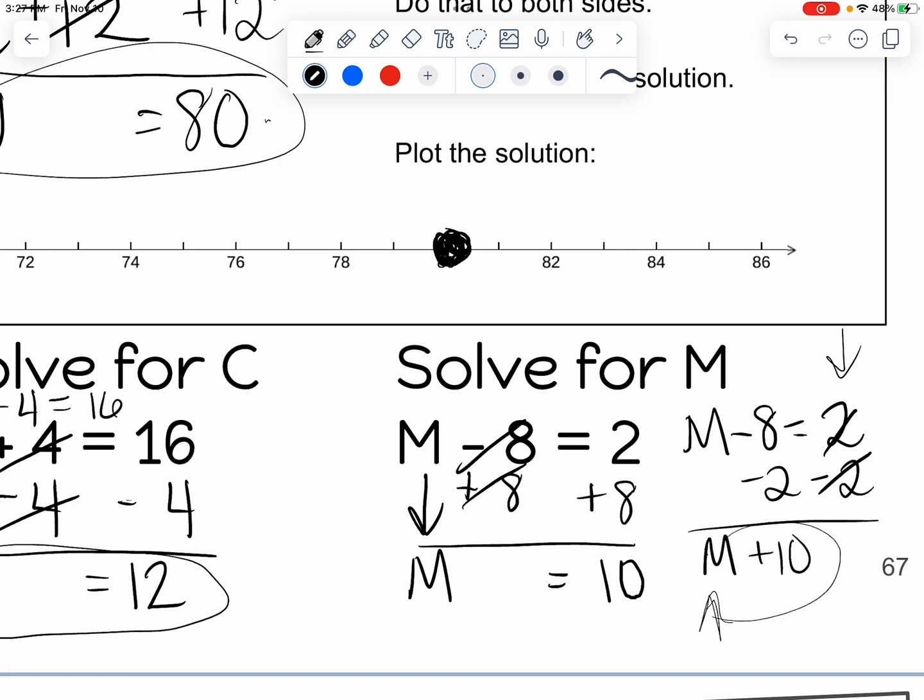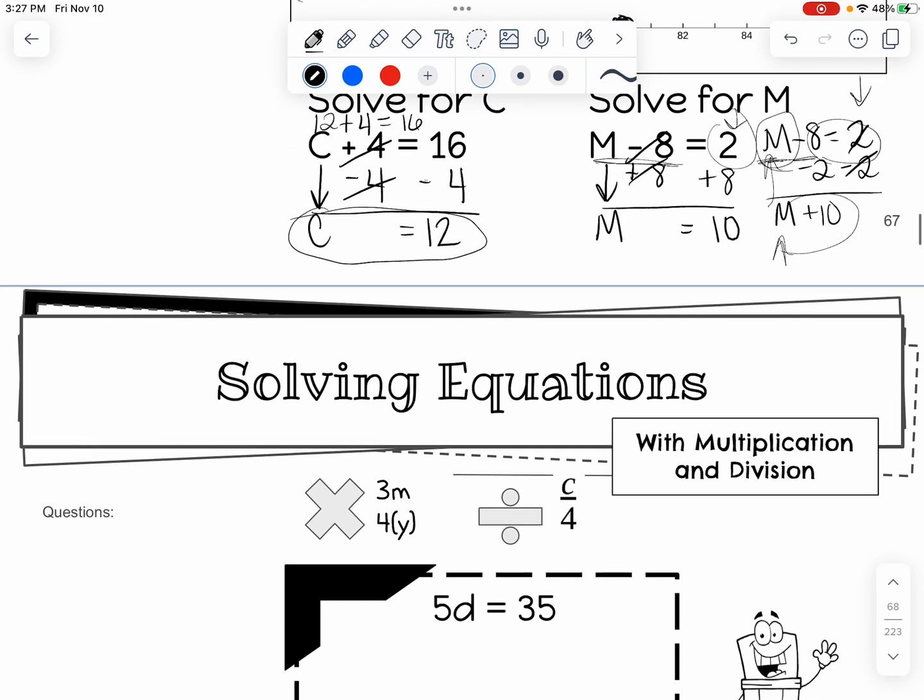That doesn't give us our goal of finding out what m stands for, to be able to plug it in to find our solution, that when I'm subtracting some number by 8, I'm getting 2. So make sure that you are doing the operational side, not the side that it's equal to. Okay? All right. Moving on to the back.